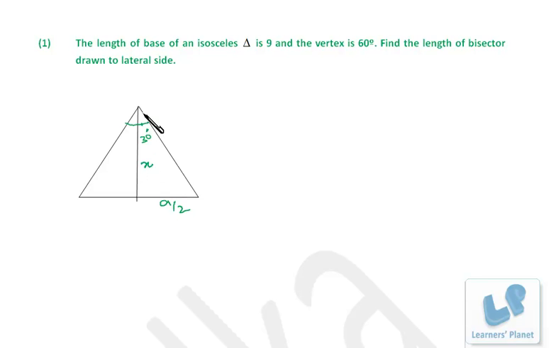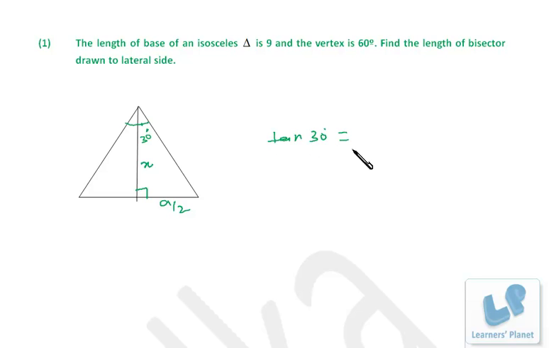Now, in case when this is an isosceles triangle, median, angle bisector and altitude, all of them will be same. So this is actually 90 degrees. Now you can use the trigonometric relationship between this and this. This is perpendicular, this is base. So the relationship between perpendicular and base is given by tan theta. So here theta is 30 degrees.